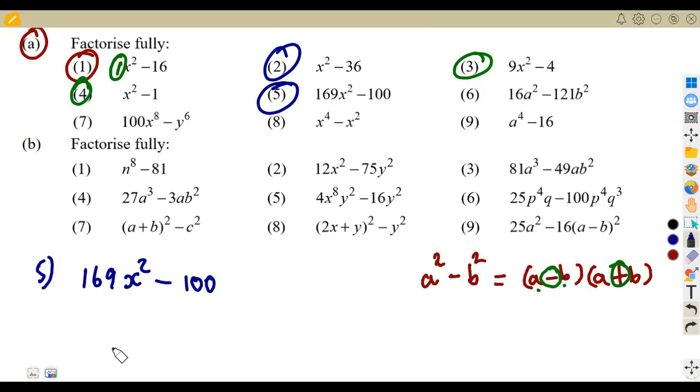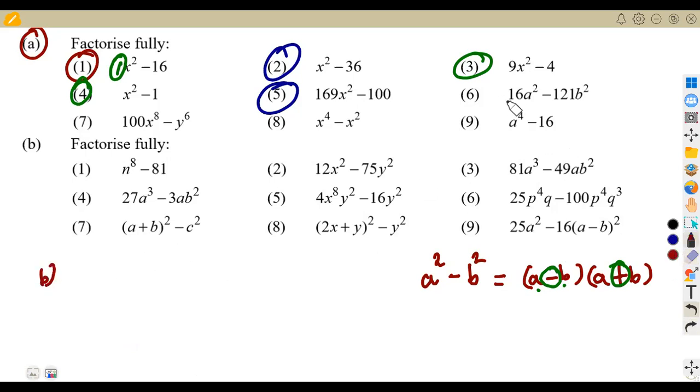So as we saw, the square root of 169 gave us 13, the square root of x squared is x. So this will be 13x, and also here, this will be 13x. The square root of 100 gave us 10. So here we are going to have minus 10, and on this other side, we are going to have plus 10. So that means we are done. We do not have anything common in these 2 brackets. So that means you have truly factorized your given expression fully.